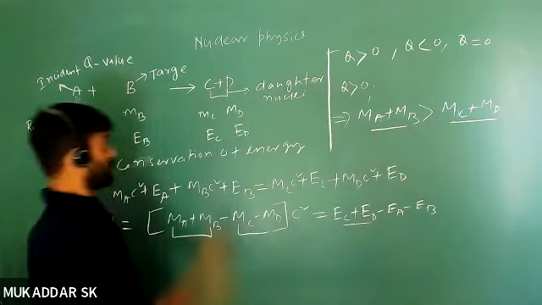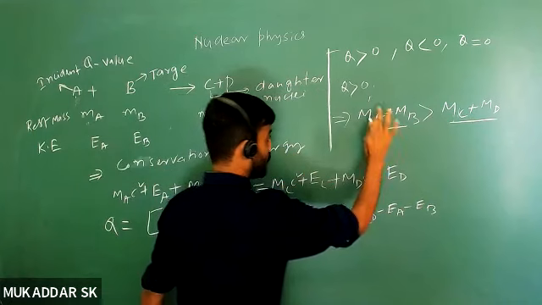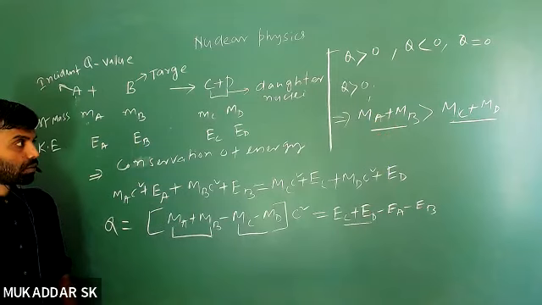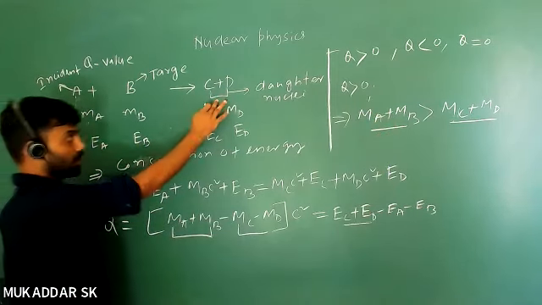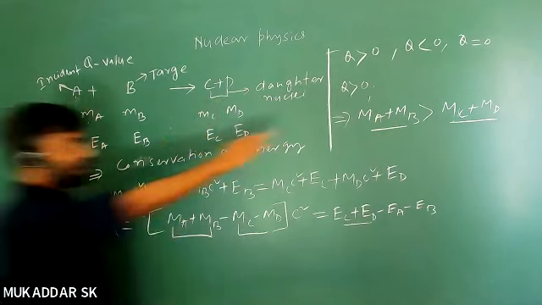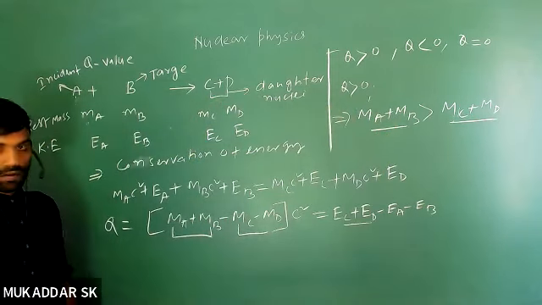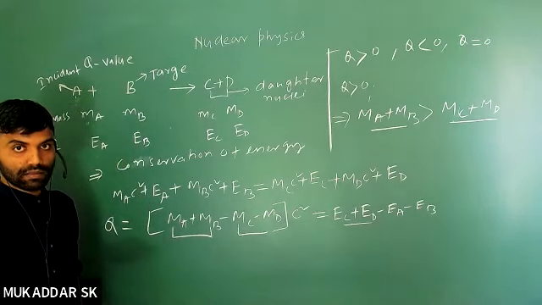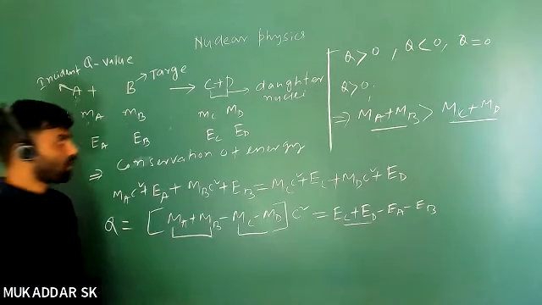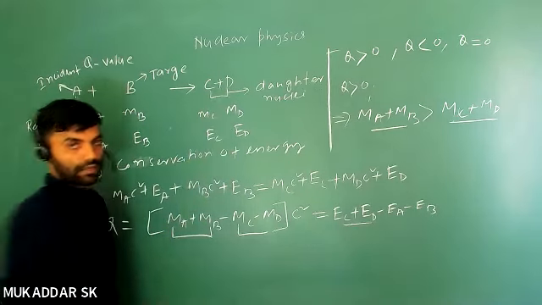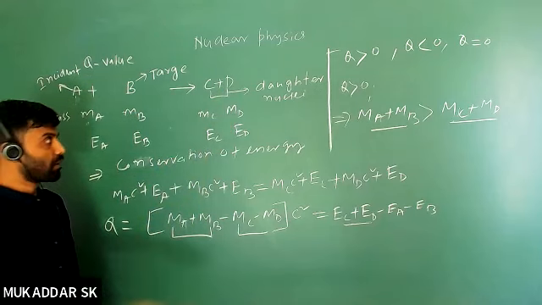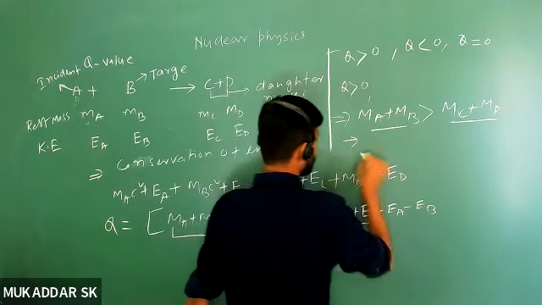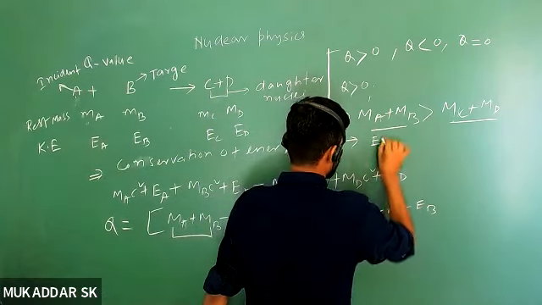So what you can say, in this reaction there is a loss of mass, and that loss is converted to kinetic energy of the product. So in this reaction, Q greater than 0 means there is a release of energy, and that release of energy is in the form of kinetic energy of product or daughter nuclei. Okay, so whatever energy will be released will be in the form of kinetic energy of C and D. And this Q greater than 0 is known as exothermic reaction.